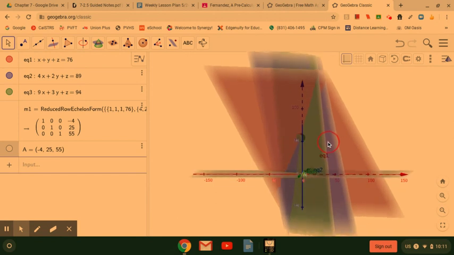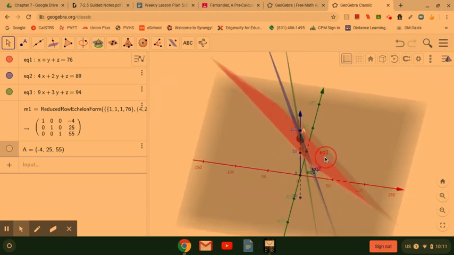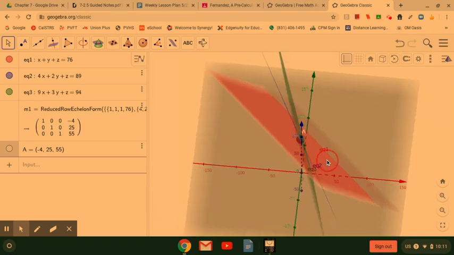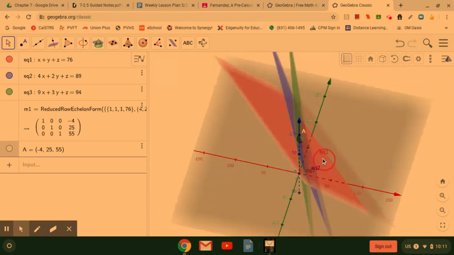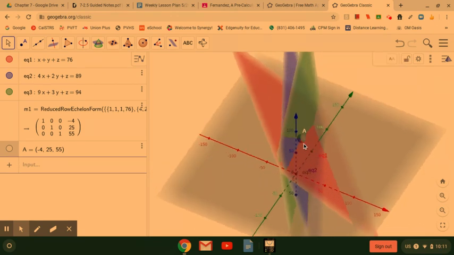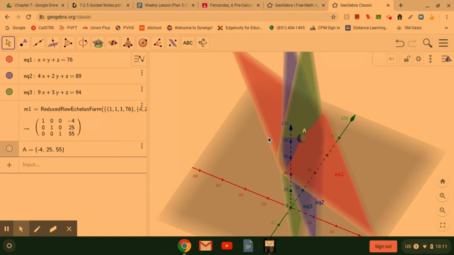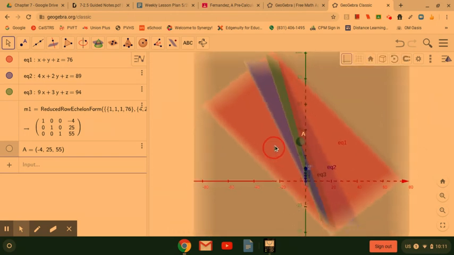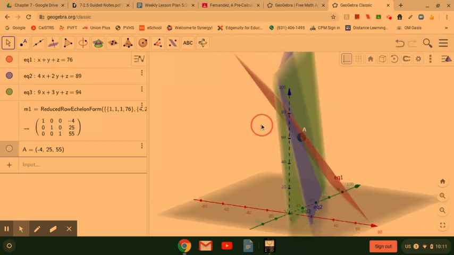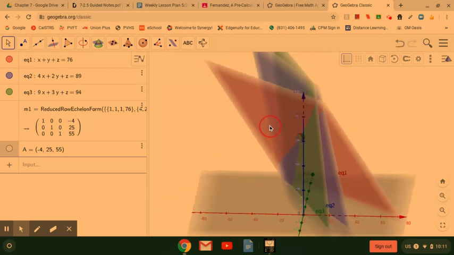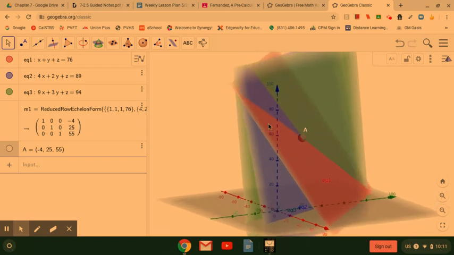So if we look at this point right here, you can see clearly that the blue plane intersects the point, the green plane intersects the point, and the red plane intersects that point. Okay, we could probably go a little closer and see it even more clearly. Okay, yeah. So we can see that that point intersects and that's the only point in three-dimensional space where that intersects.